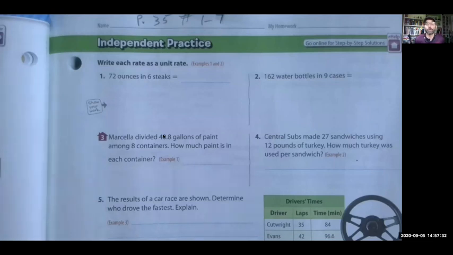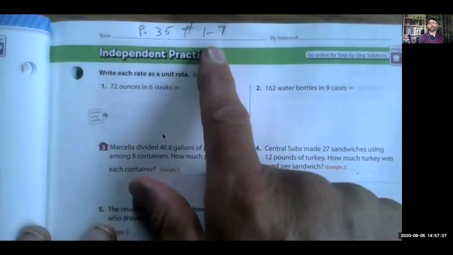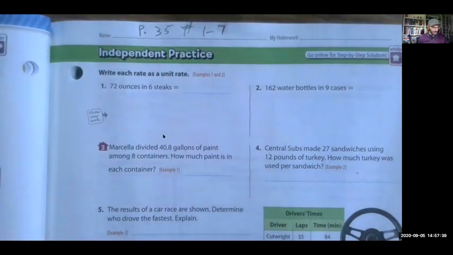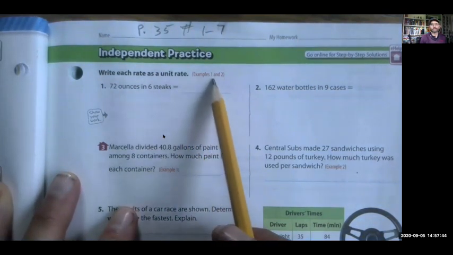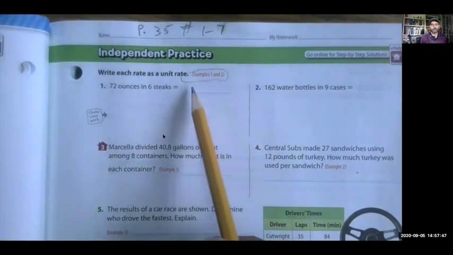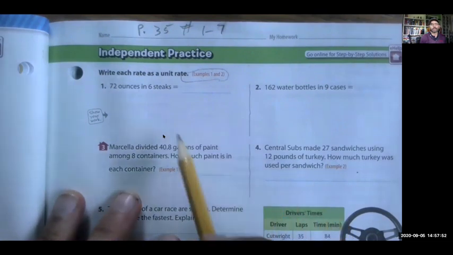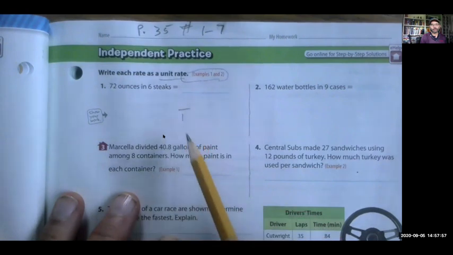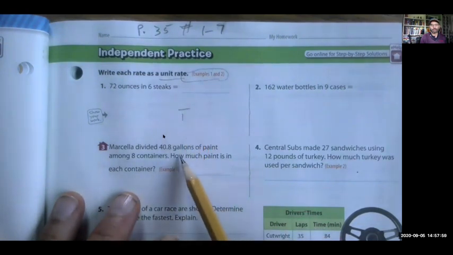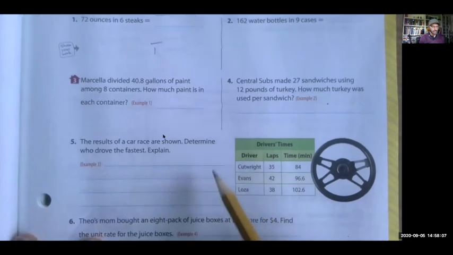Okay, so your homework is independent practice, page 35. Just do numbers 1 through 7. And let me point out that if you get stuck on any of these, for each problem it says what examples you should look at, which means you might have to go back a page or 2 to look at the example. So use these hints to help you. So this says unit rate, and just remember unit rate means it's a fraction with a 1 on the bottom. And the same thing, how much paint is in each container, that is just going to be a fraction with a 1 on the bottom. Got it? You're just going to divide the numbers.